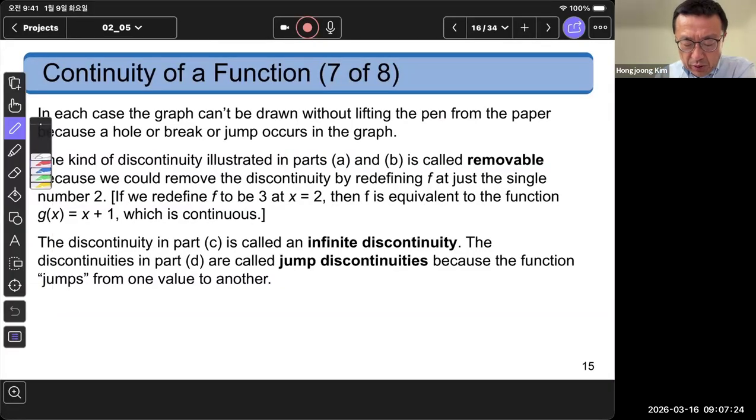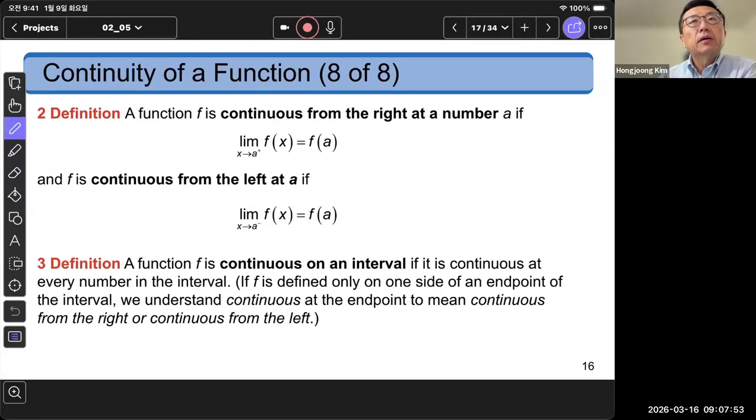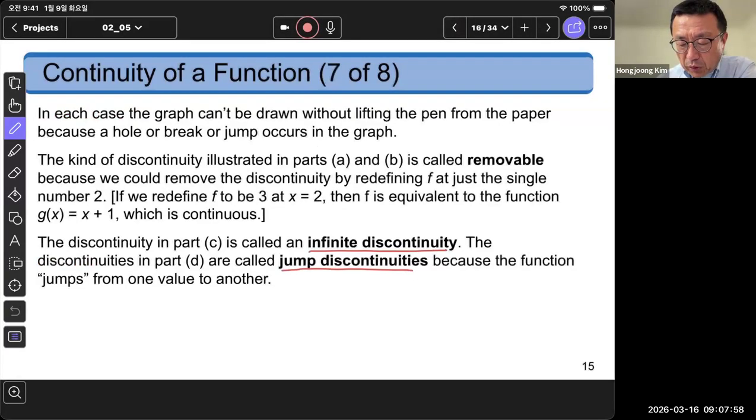Okay. So in case of C, the discontinuity is called infinite discontinuity because the function value increases without bound, and the discontinuities in D are called jump discontinuities because the function jumps from one value to another at a given point, because the right hand limit and the left hand limit are different.